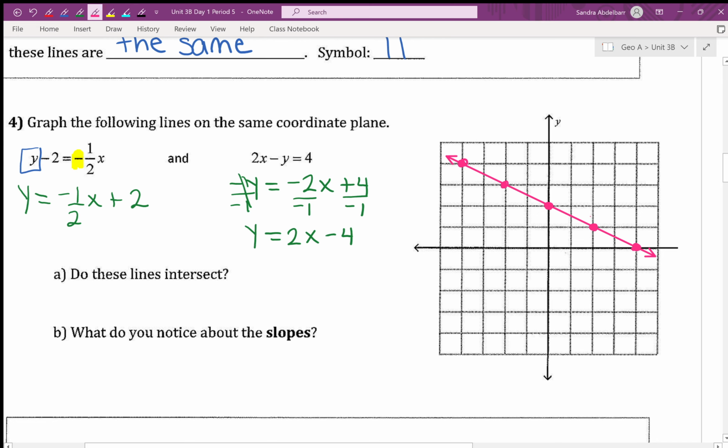Okay, so now what am I going to do? Now I have to graph my other line. So when I graph my other line, where am I starting now? Who wants to walk me through this? Jake, thanks. You're going to start at -4, and then you're going to go up 2 to the right 1. Good. Our slope here is 2, which is really 2 over 1. So that means my rise is positive 2 and my run is positive 1. So up 2 to the right 1. And keep going. Up 2 to the right 1.